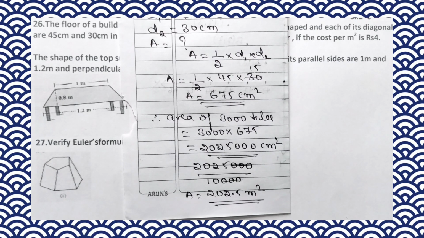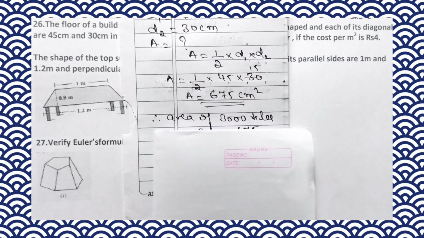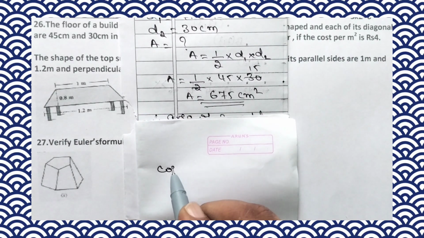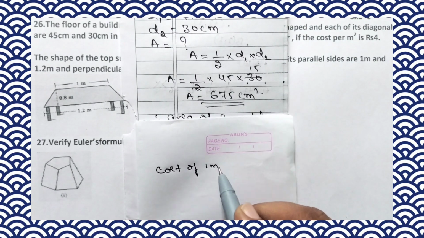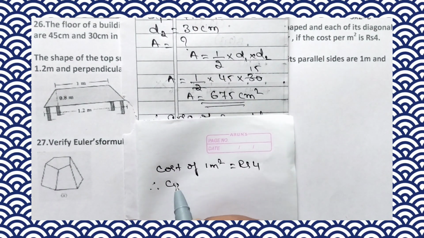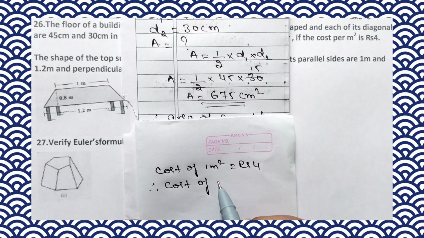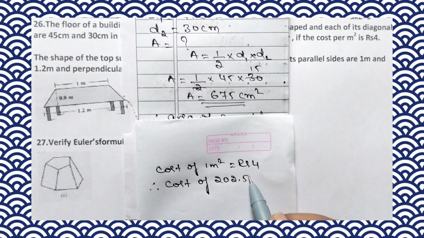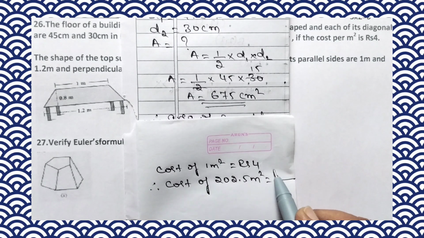It is now in meter square. Now let us find out what the cost is. What is the cost per meter square? The cost per meter square is given as 4 rupees. We got 202.5 meter square. So now let us calculate it. The cost of 1 meter square is equal to rupees 4. Therefore, the cost of 202.5 meter square is equal to dash rupees.